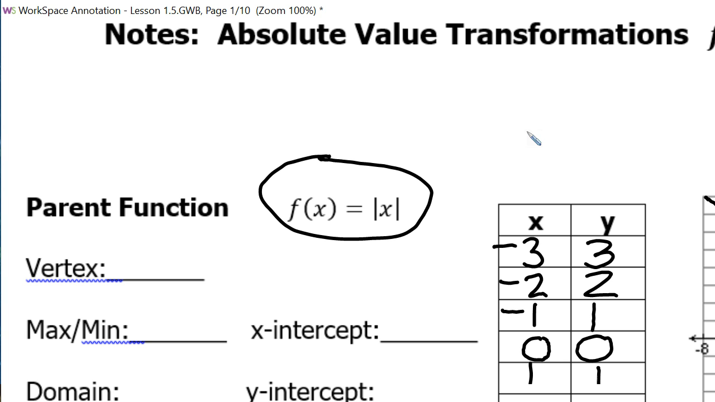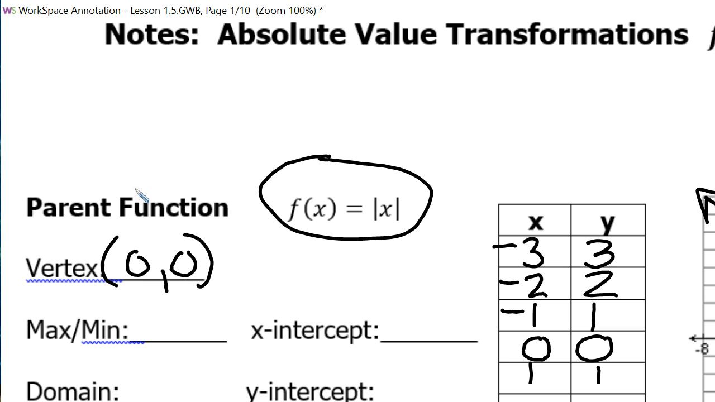Now the vertex is going to be the point at the top of the V or at the bottom of the V. So for the parent function, we're talking about this point right here at the bottom of the V. And we need to write this point as an ordered pair. So what is the vertex written as an ordered pair? Yeah, the origin is 0, 0.